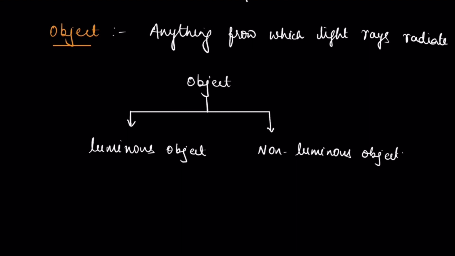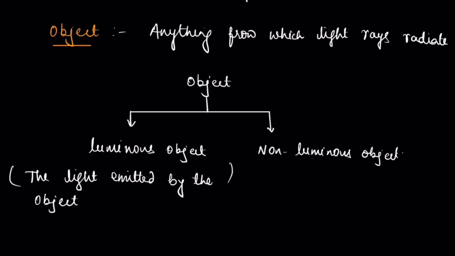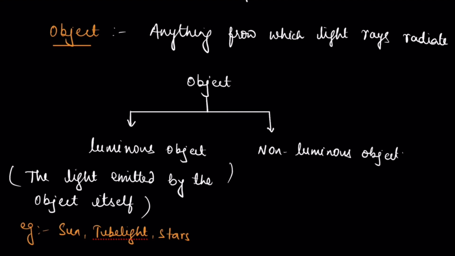So luminous object is the light emitted by the object itself. Means the object creates its own light. For example, we can take the sun, tube light, stars. So they create their own light.